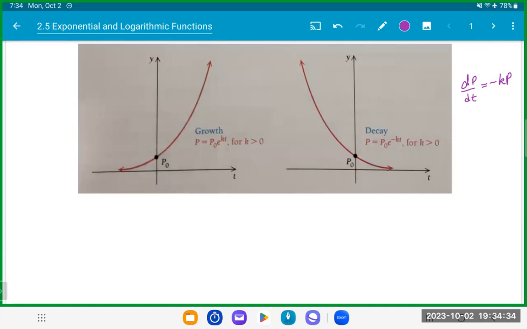So the constant K that we're seeing here is our birth rate minus our death rate when we're talking about population, right? The population grows when the birth rate is greater than the death rate, and the population decreases when the death rate is greater than the birth rate. Hence, that's how we get that negative KP for decay.